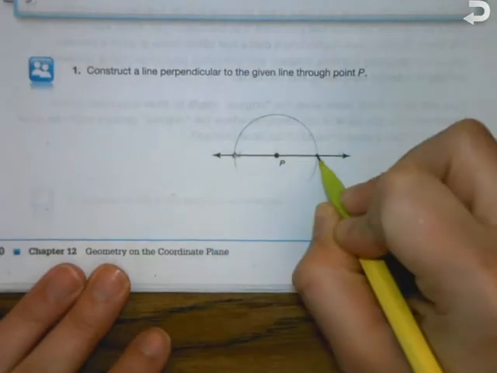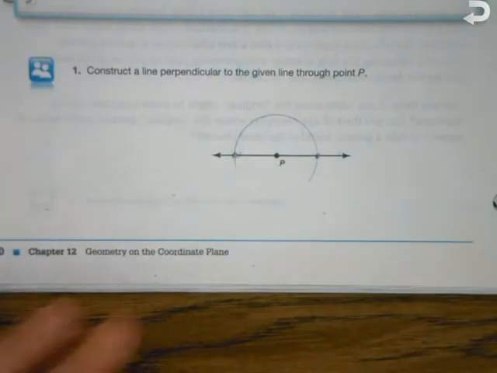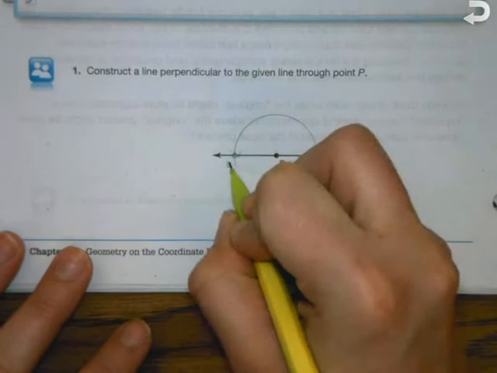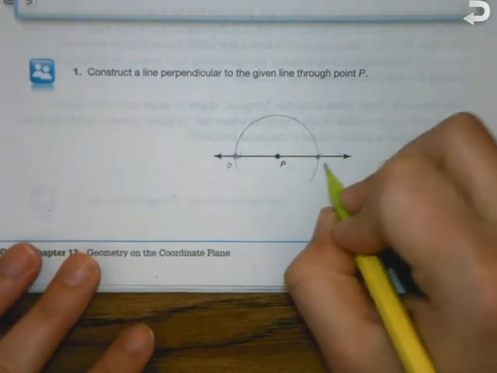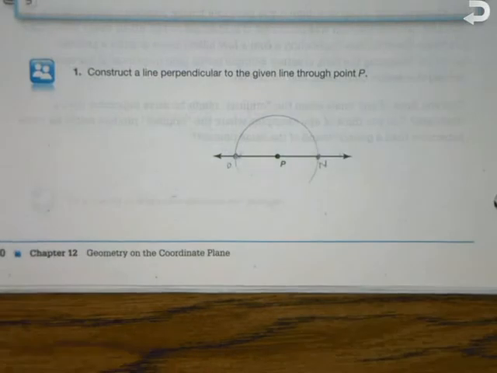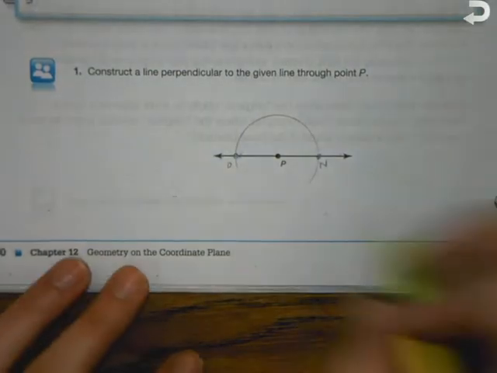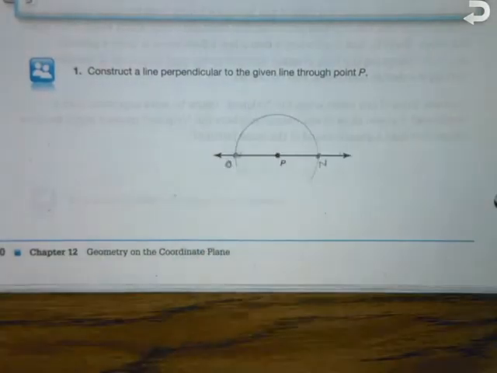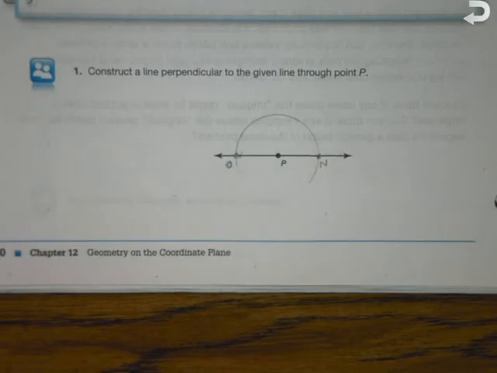What do you guys want to call them? O and M? Oh, wait, M is for midpoints. How about O and N? Okay, so we'll call them O and N. It really doesn't matter. You can use A and B if you want.